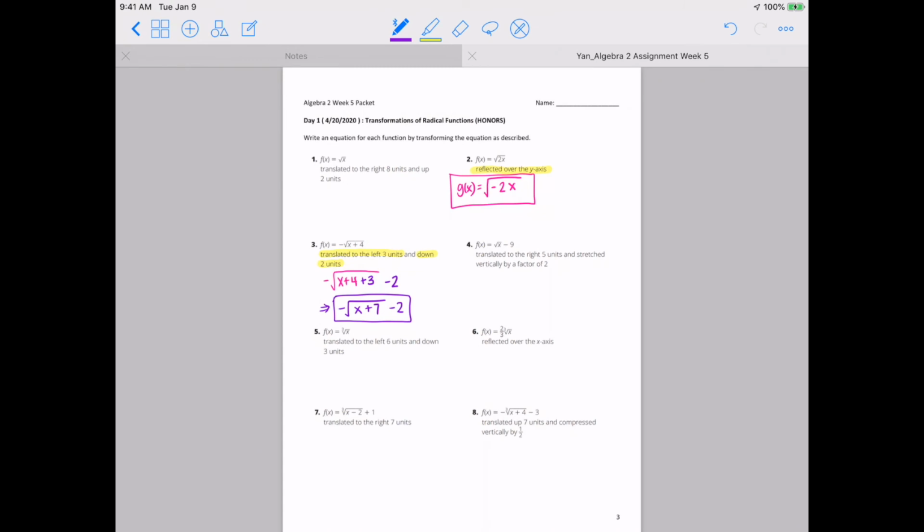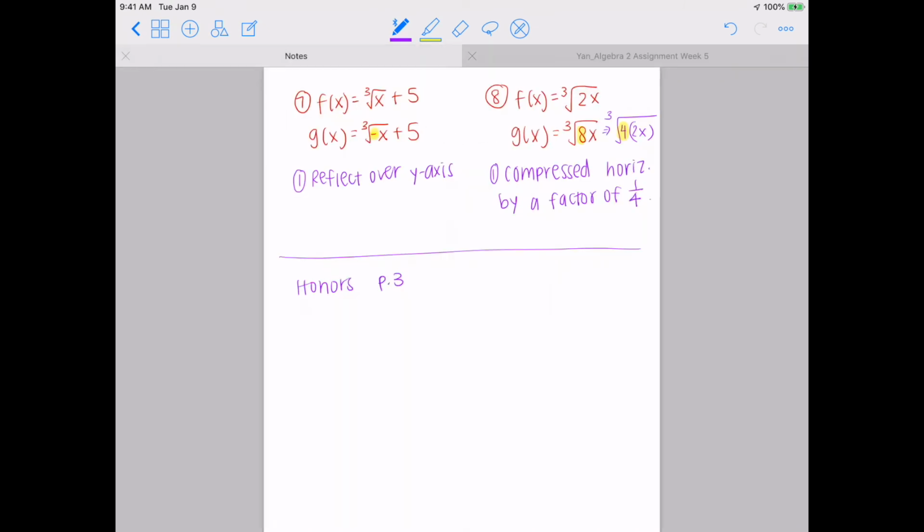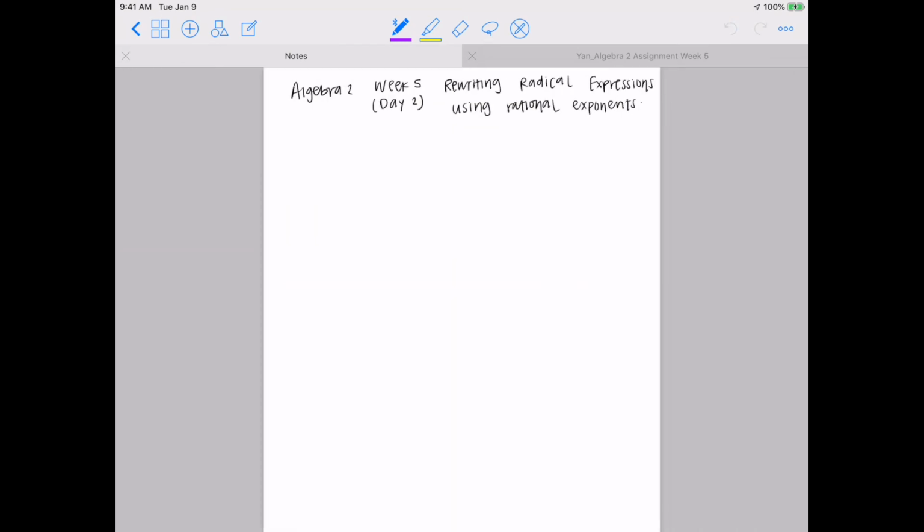Okay, so I'm going to continue for day 2. So this video is for 2 days. Day 2, your homework for this page is page 4, and you are rewriting radical expressions using rational exponents.